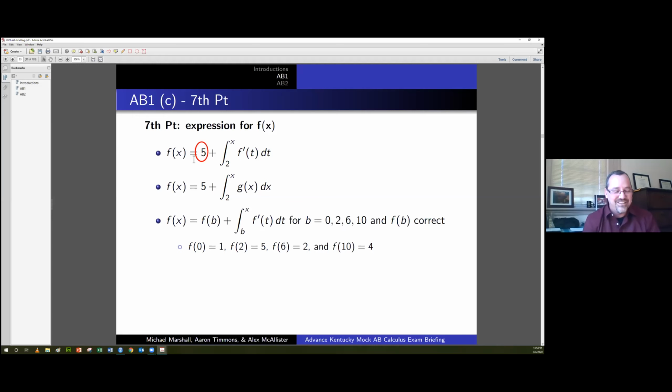And then one other question here that just popped up. If they don't have the initial condition, but use the integrals correctly and everything else right, can they still earn the other points?